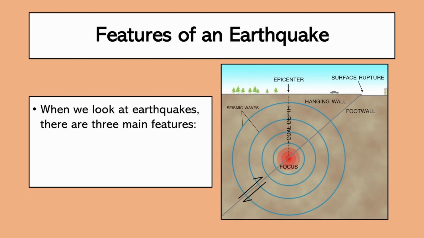Now, when we look at an earthquake, there are 3 main features, and you can see them in the image on the right. We start off with the focus. That's the starting point of the earthquake, where all that energy is being released from. We have the epicenter, which is the location on the surface of the crust directly above the focus. And then we've also got the seismic waves. This is the energy that's being released from that focal point, being pushed into the rock, or into the mantle or into the liquid outer core, and being transferred around the earth.